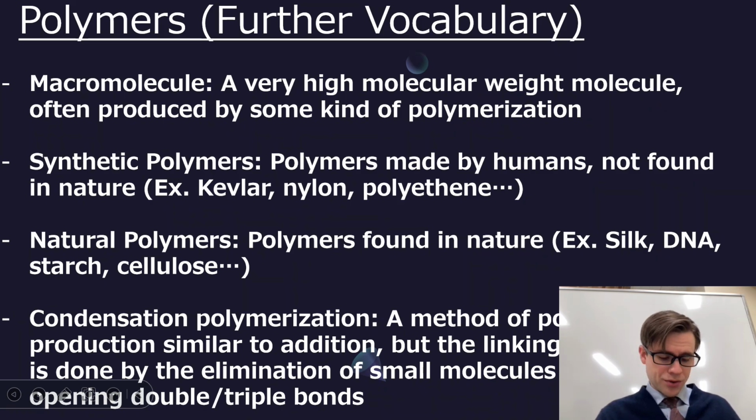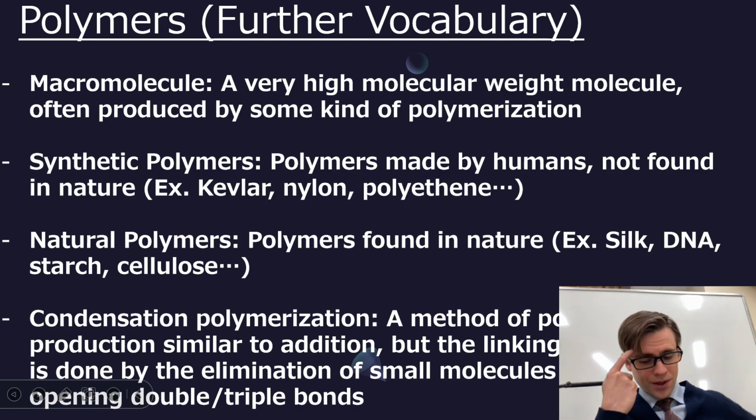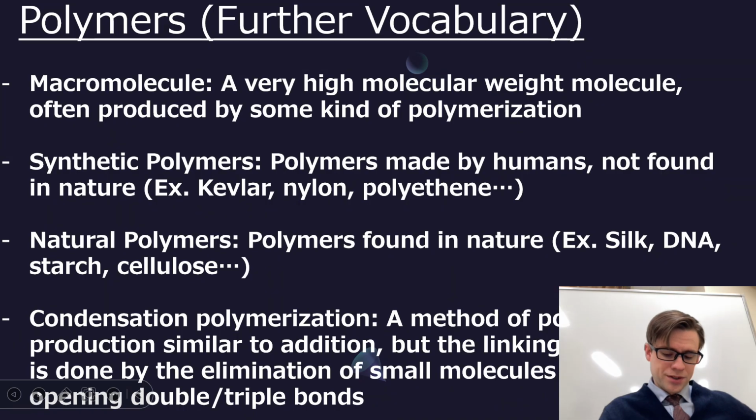We can also have natural polymers. These polymers are found in nature. Things like silk made by silkworms or spiders, DNA. You might not realize it, but it's a very long chain that contains carbon, oxygen, phosphorus, nitrogen, many different things, but it's a natural polymer. Starch mainly contains sugars, cellulose as well.